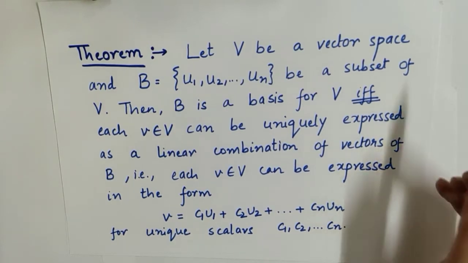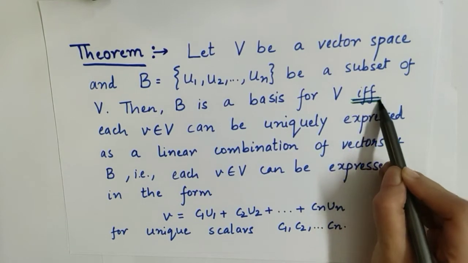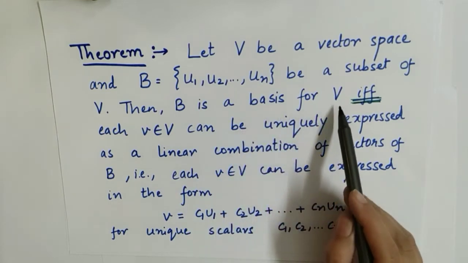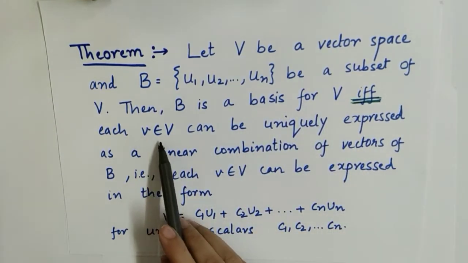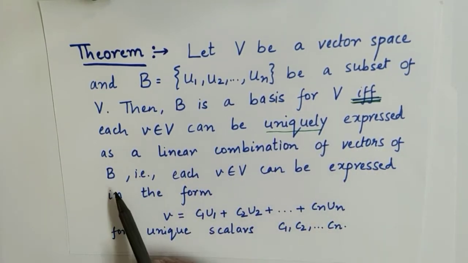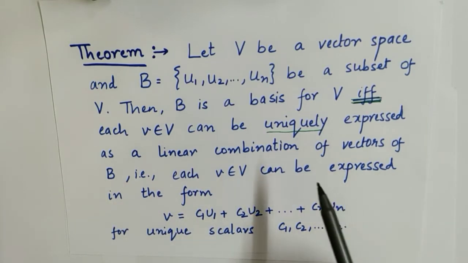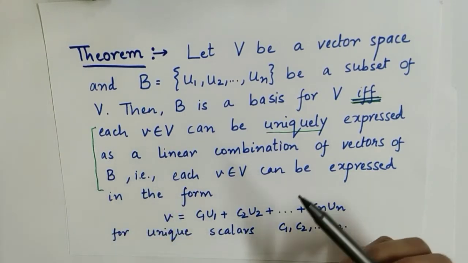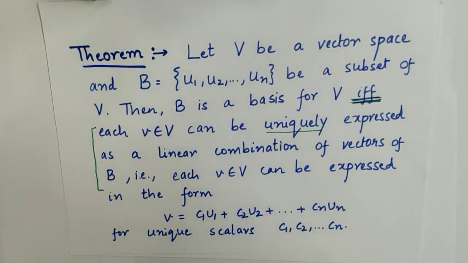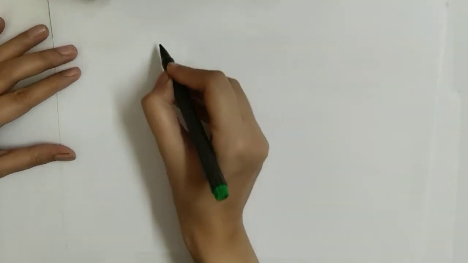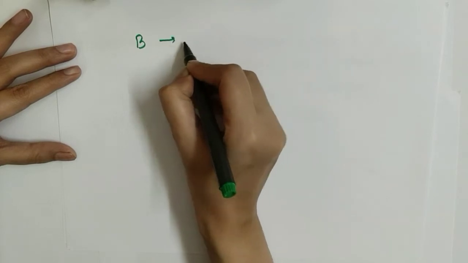Since we see here that it is an if and only if condition, we have to prove both ways. We will first assume that B is a basis for V, and show that each v belonging to V can be uniquely expressed as a linear combination of vectors of B. Then for the converse, we will assume that this condition is true and show that B is a basis. So let's start the proof. We first assume that B is a basis for V.